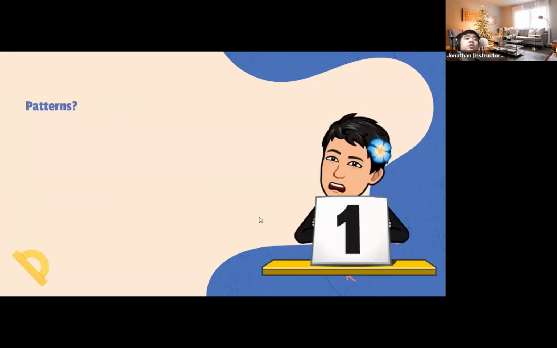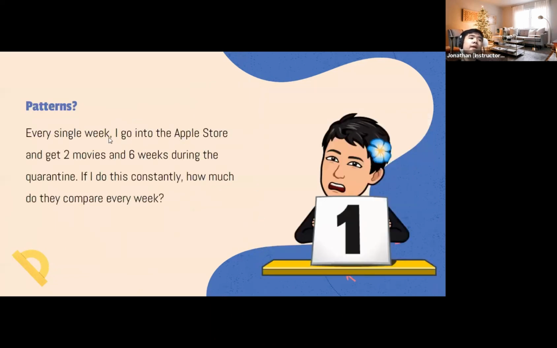So patterns. Every single week, one more thing before we end class for today. Every single week, I go into the Apple store and I get 2 movies and 6 CDs during the quarantine. If I do this constantly, how do they compare?